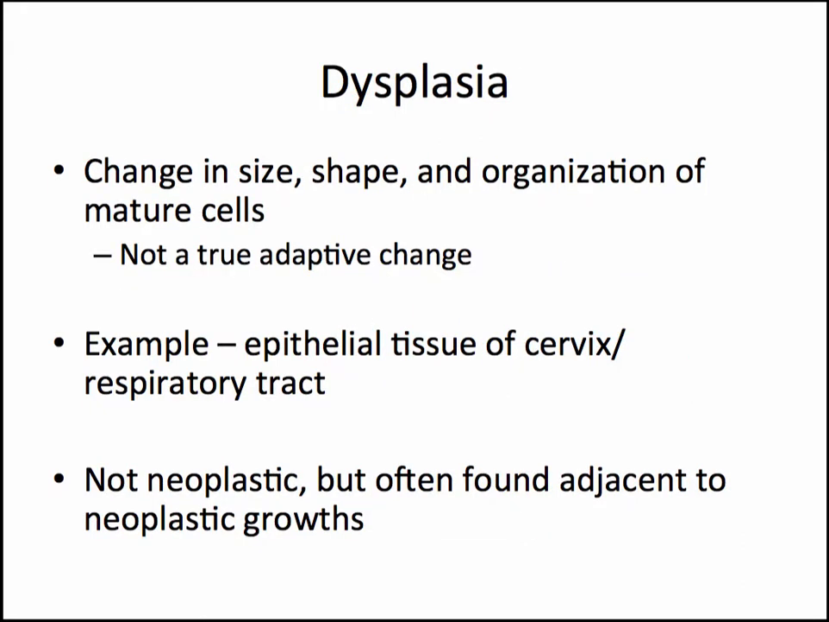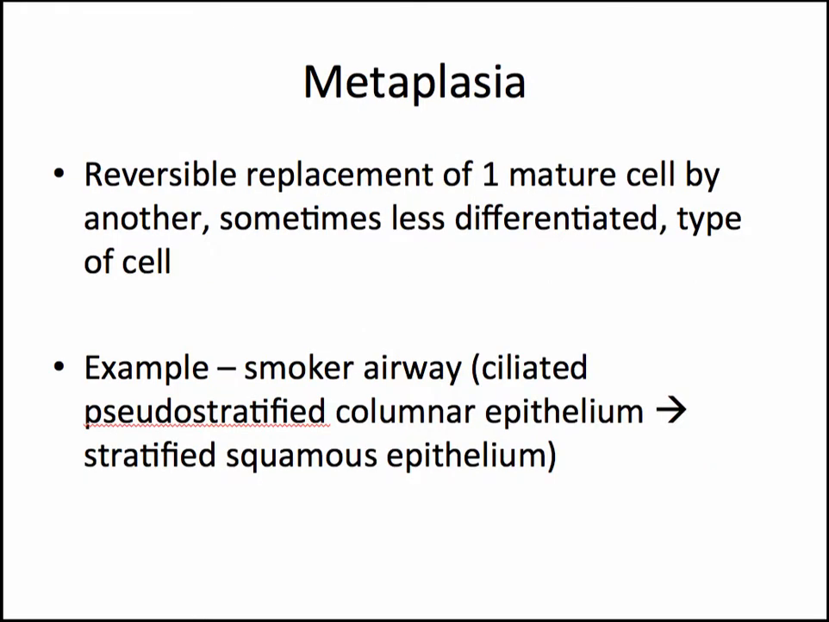Dysplasia is a change in the size, shape, and organization of mature cells. Examples of this include the epithelial tissue of the cervix or respiratory tract. Dysplasia is not neoplastic, but is often found adjacent to neoplastic growths.